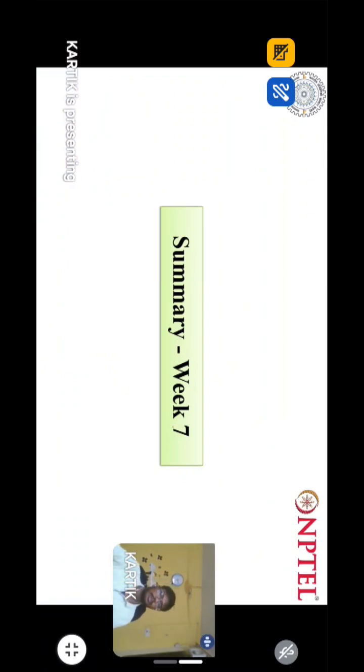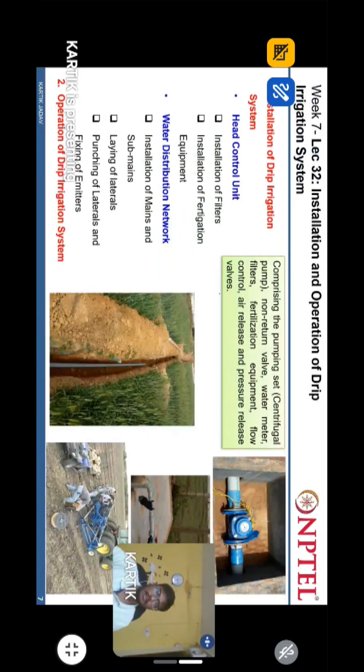So let's now move on to week 7. In this week, in lecture 32, we learned about the installation and operation of the drip irrigation system. So we know that a drip irrigation system is generally installed in two parts. First, we install the head control unit, and second is the water distribution network.